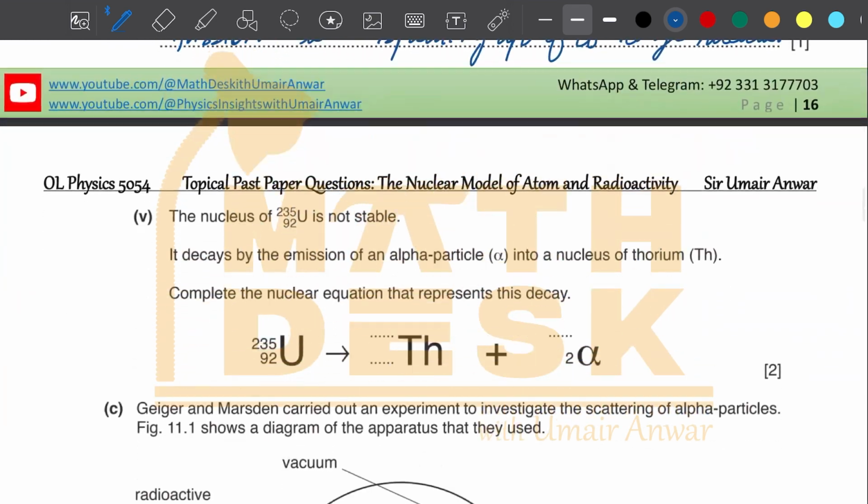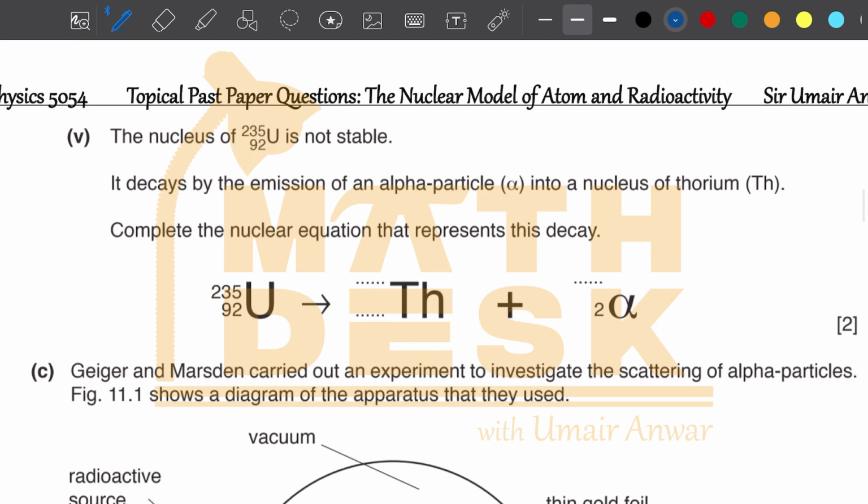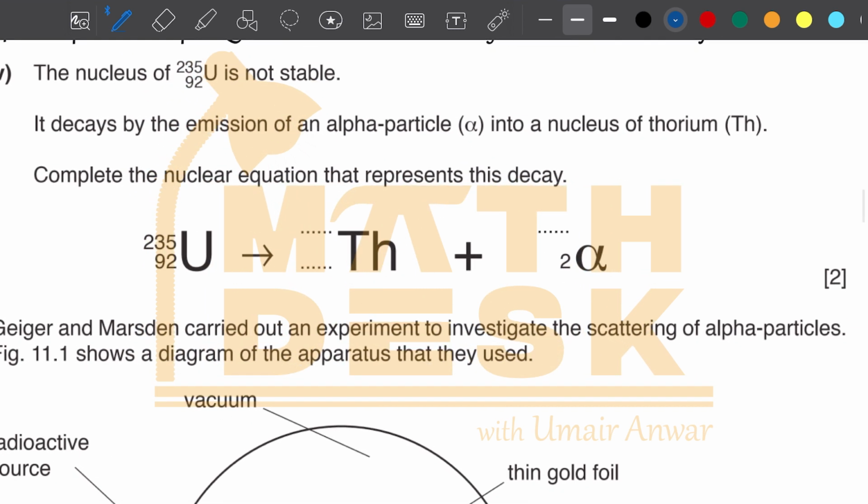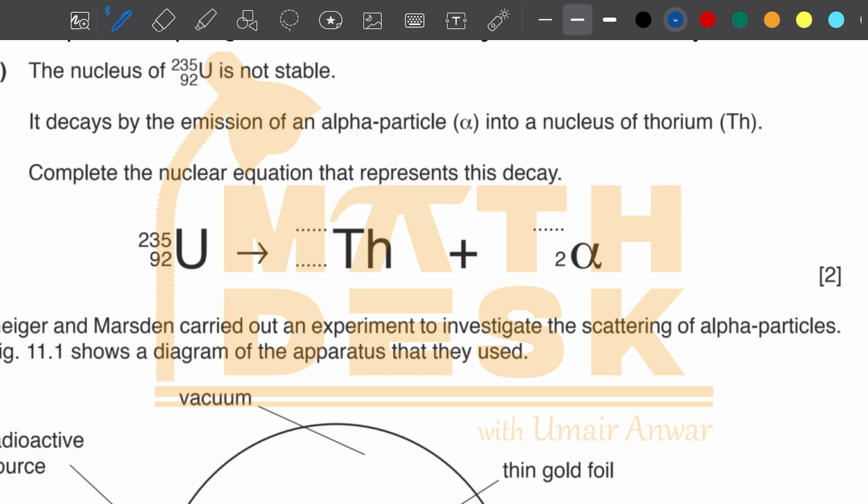The next part says the nucleus of uranium-235-92 is not stable. It decays by the emission of an alpha particle into a nucleus of thorium. Complete the nuclear equation that represents this decay. So first of all, for the alpha particle, the mass number is going to be equal to 4 because an alpha particle is similar to a helium nucleus. So it contains 2 protons and 2 neutrons.